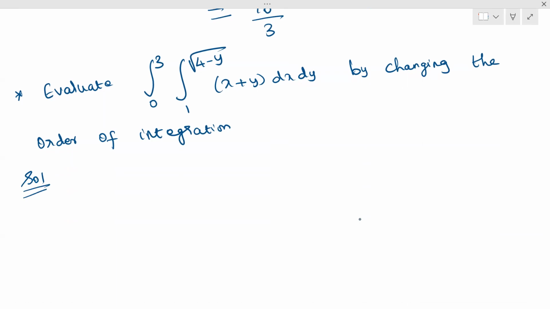So again, it is a problem on changing the order of integration. Here the inner integration is with respect to x. See the limit: the inner integration limit has the variable y, so definitely it is for x, and the outer integration limit is for y. So the order should be dx dy, so they have given it correctly. Now our aim is to change dx dy to dy dx. That means we have to find the y limit first in terms of the variable, and next we have to find the x limit in terms of constants.